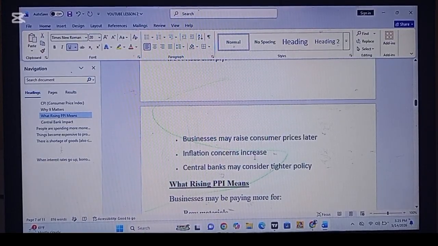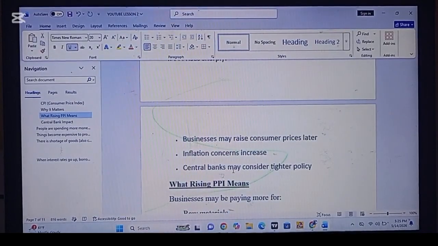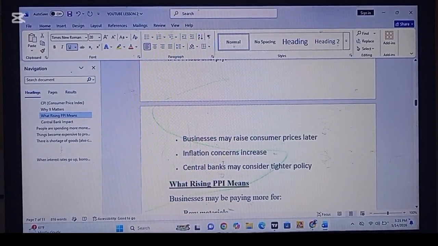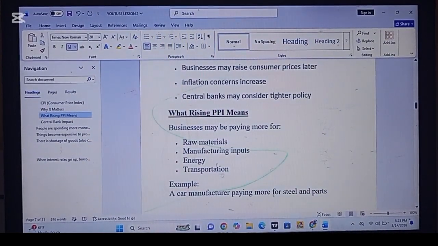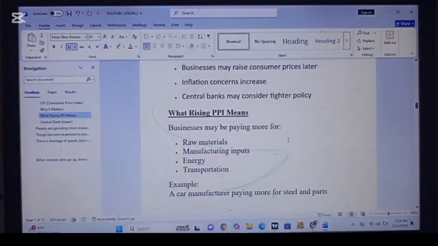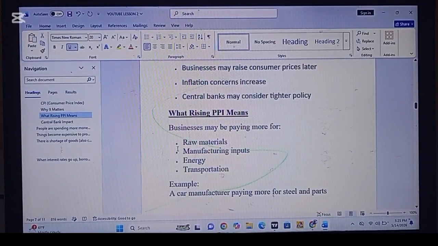Inflation concerns increase. Central banks might consider tighter policy. Okay, they may consider tighter policy, interest rates up, up, up. And when an interest rate is up, then that means that currency is stronger. So why should you be buying euro? Why should you be buying GBP in such a situation? That is completely absurd.